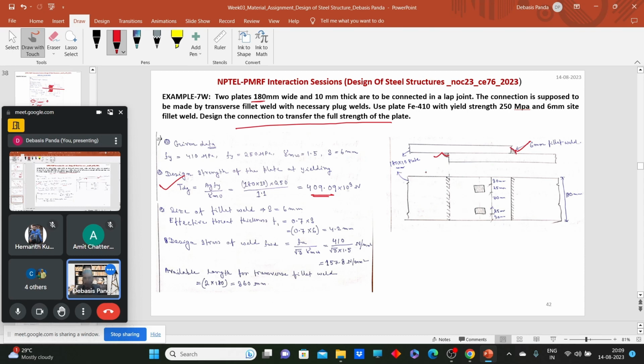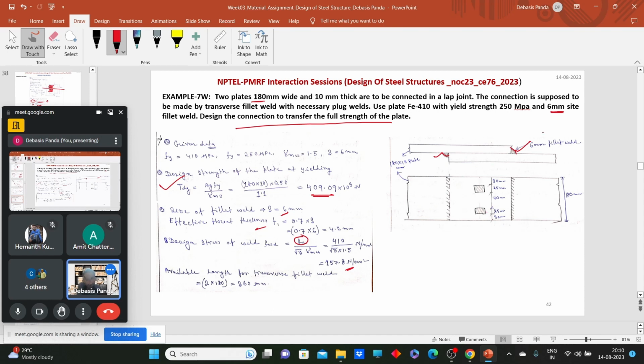Now, what should be the size of the weld? Is there any size of the weld given? Yes, 6 mm side weld is given. So we know the size of the weld, and we can calculate the throat thickness. It's 0.7 into S. Now we can calculate the design strength per cross-sectional area. What will it be? Fu by gamma mw into root 3. So that comes as 157.8 Newton per mm square of cross-sectional area of the weld.